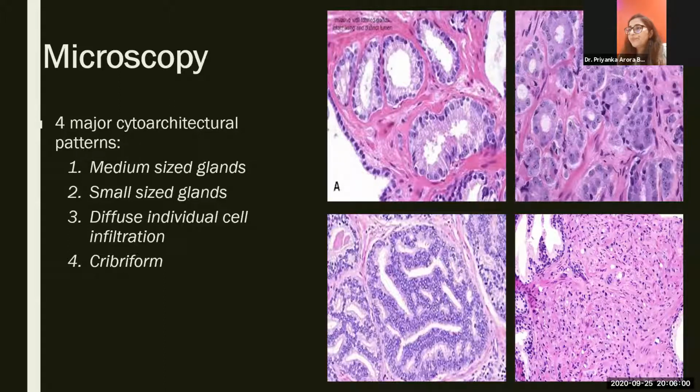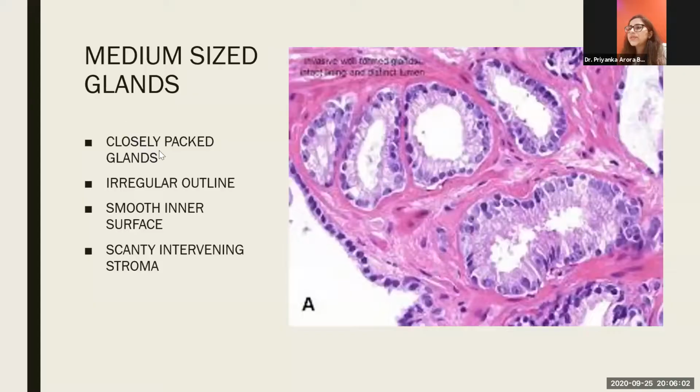So this is just to show medium-sized glands. These are closely packed glands with irregular outlines and a smooth inner surface. The inner or luminal surface here will become smoothened. So there is no papillary enfolding, there are no ruffled borders, and nothing of that sort in the neoplastic glands. That is very important. And there is very scanty intervening stroma.